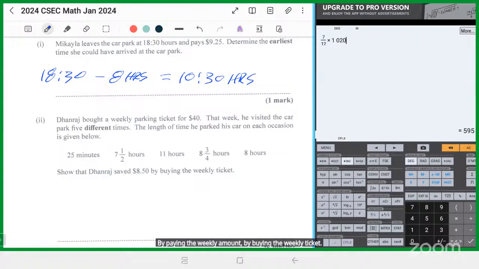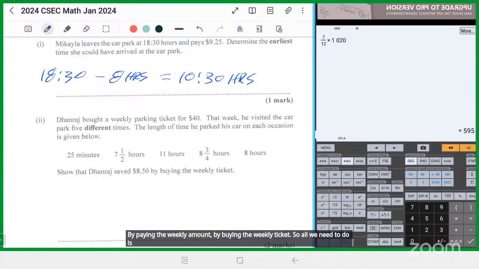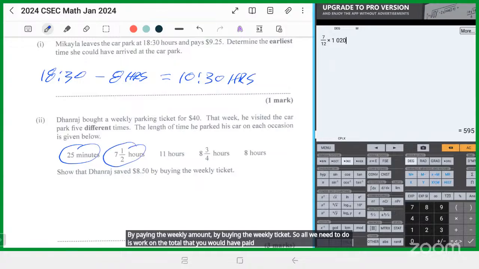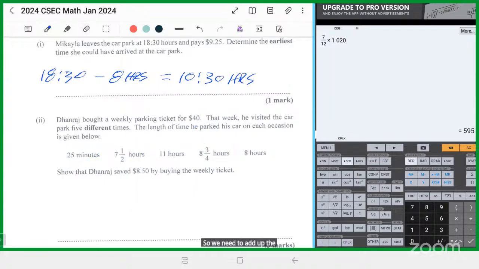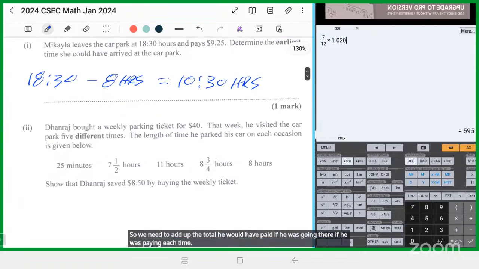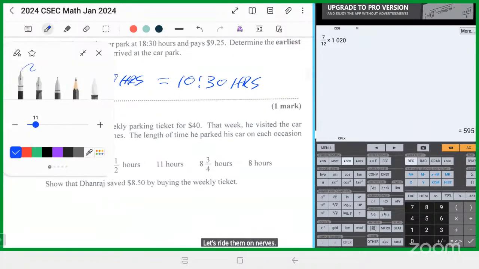So what we need to do is work out the total that he would have paid if he was paying for each of these. And the difference between that total amount and the weekly amount must be equal to $8.50. That's what is happening. So we need to add up the total he would have paid if he was paying each time. Let's write them under it in red.